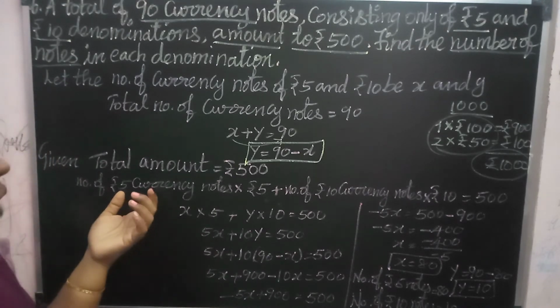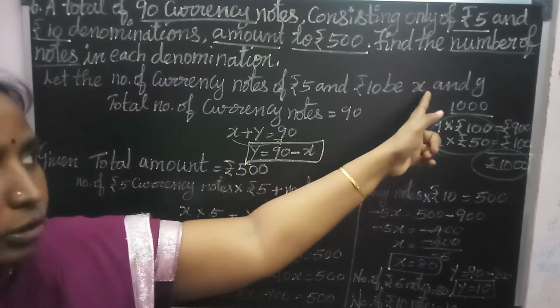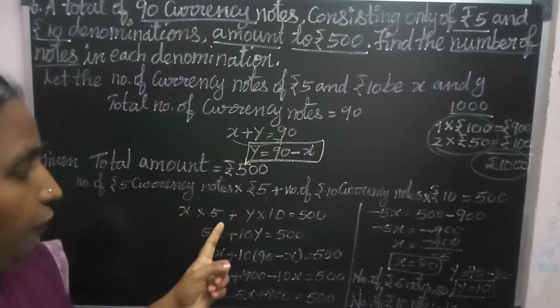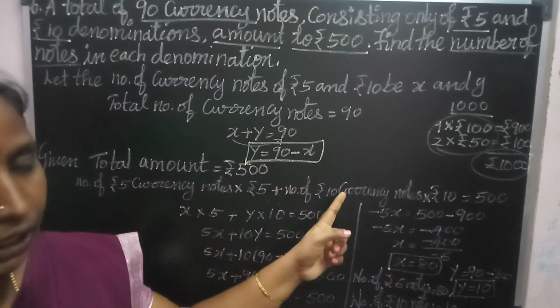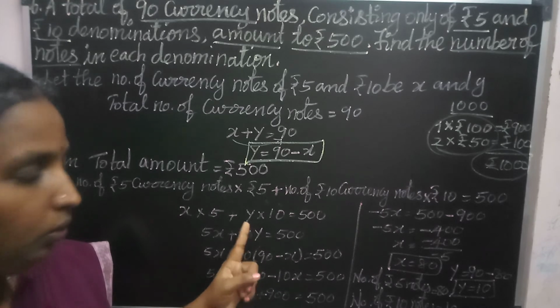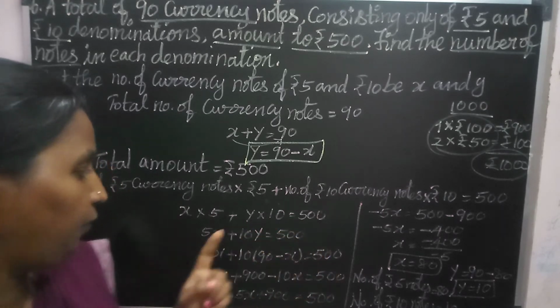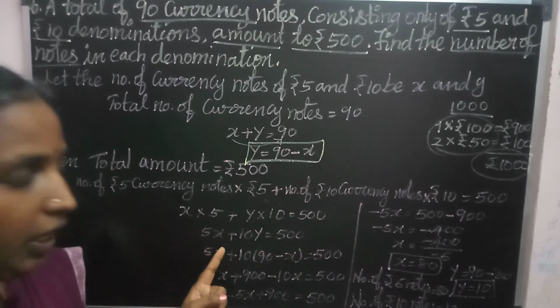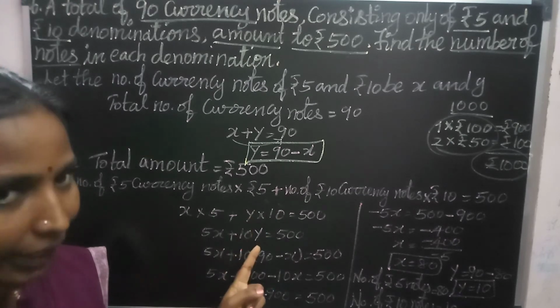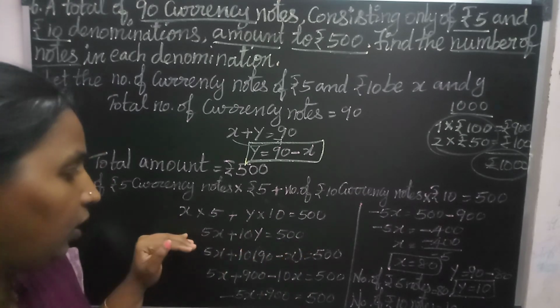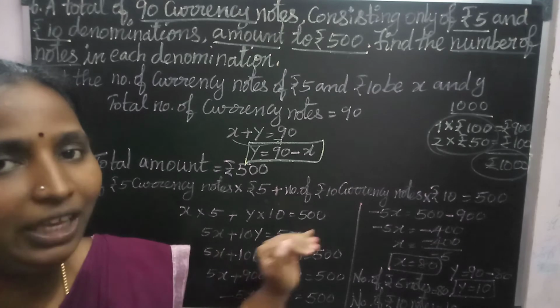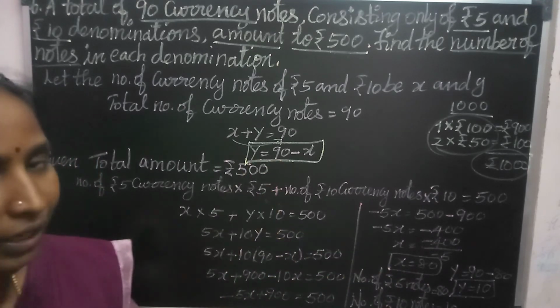Okay. So the number of rupees 5 currency notes I assumed as X. So X into 5 plus Y, that is the rupees 10 notes assumed as Y. So Y into 10 equal to 500. X into 5 is 5X plus Y into 10 is 10Y equal to 500. So I got 5X plus 10Y equal to 500. Here I got an algebraic expression.